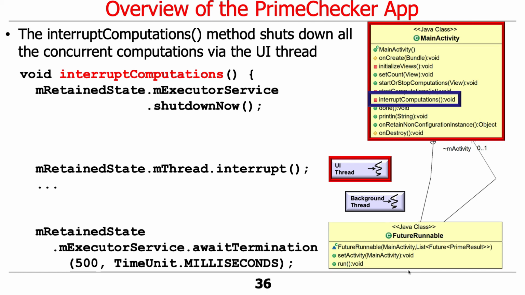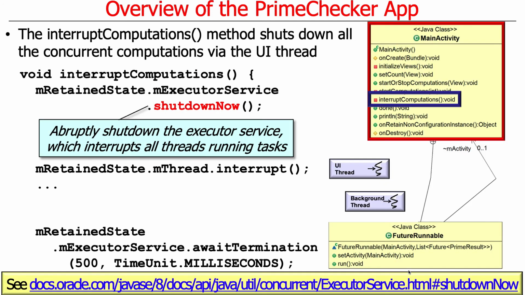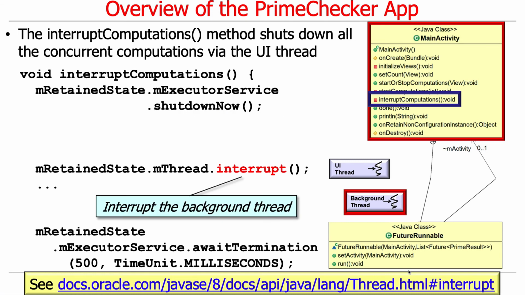Here's the fun part that causes interrupts to occur. If the user clicks the little interrupt icon on the user interface, the floating action button with a little X on it, then that is associated with this method, interruptComputations. As you can see, what this method does when the user presses that cancel button is shut down the executor service now, which means it shuts it down abruptly, says terminate yourself immediately, do not pass go, do not collect $200, just wrap up. And then it goes ahead and interrupts the background thread, the one that is waiting to get the futures.